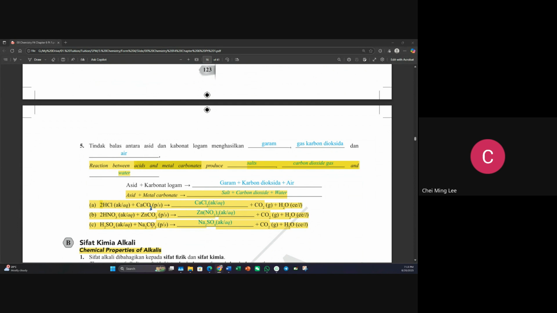Same goes for nitric acid with zinc carbonate. It becomes zinc nitrate with CO2 and water. Like sulfuric acid with sodium carbonate, it becomes sodium sulfate with carbon dioxide and water. So jot down this one as well. But remember, the most important part is this one.